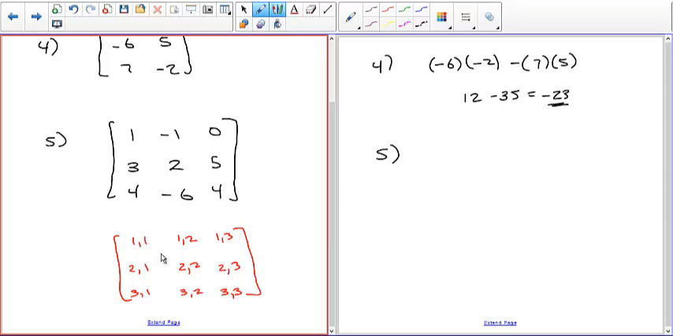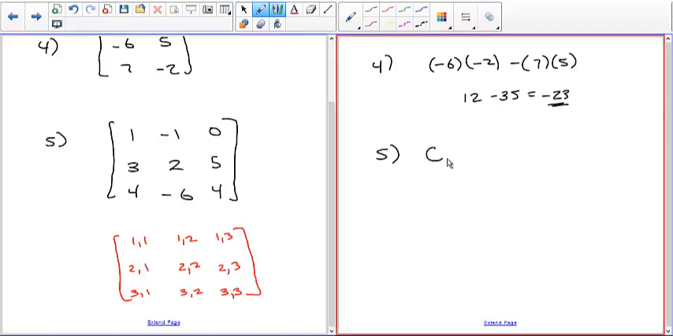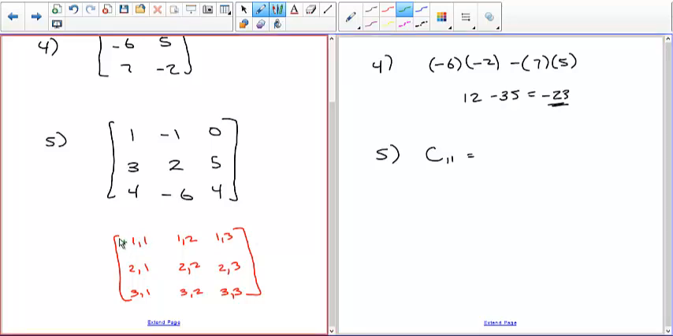So if you were looking for the cofactor 1, 1, these have either plus or minus signs associated with them. And you start here with plus, and then it alternates. So the next one's minus, the next one's plus, the next one's minus, the next one's plus, the next one's minus, the next one's plus, the next one's minus, the next one's plus.